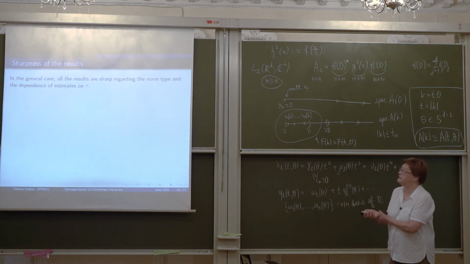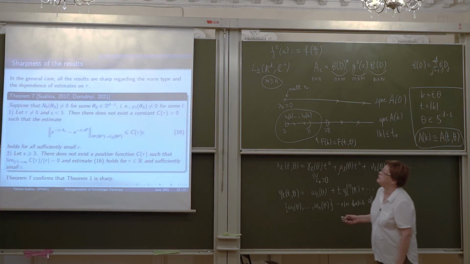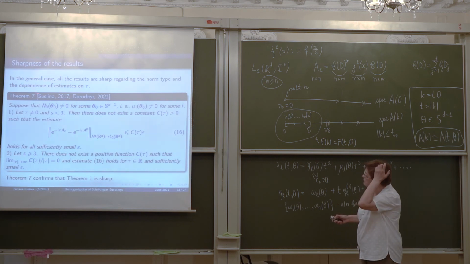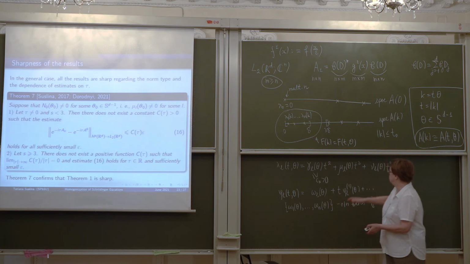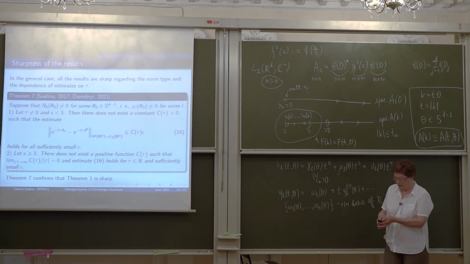Finally, let us discuss the sharpness of the results. Roughly speaking, all the results presented today are sharp in both senses. This is the precise formulation. Theorem 7, the first part was proved by myself, the second part by Mark Dorodny. Suppose that at some point theta naught, the operator n naught is not 0. It means that at least one coefficient mu L is not 0 at some point.